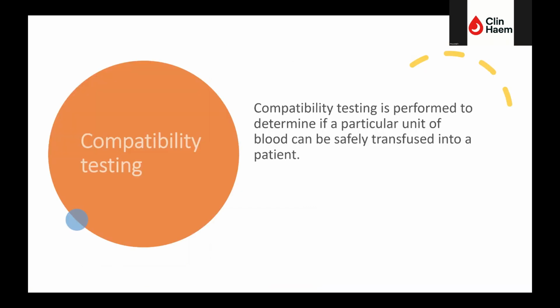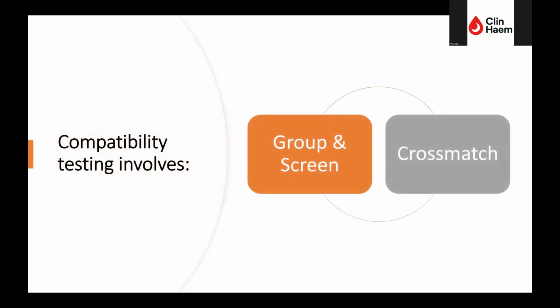So that's why we have compatibility testing, which helps ensure that the right blood is transfused to the right patient. And this involves two main steps, which is group and screen and a cross match.